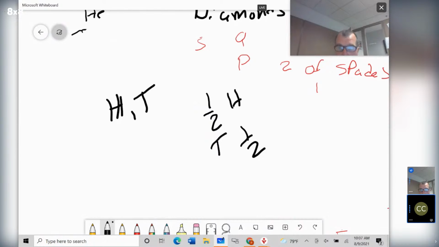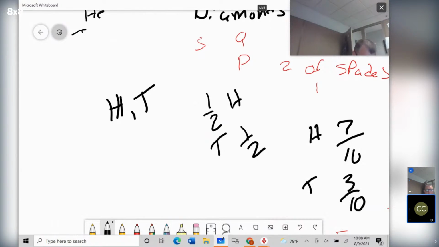And when you do the experiment, it might not be 5 heads and 5 tails. It could be it lands on heads 7 times, and it lands on tails 3 times. Because you've actually done the experiment. Like I said, experiment's a little bit different than theory.